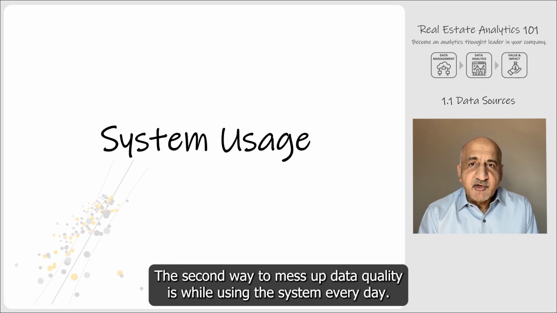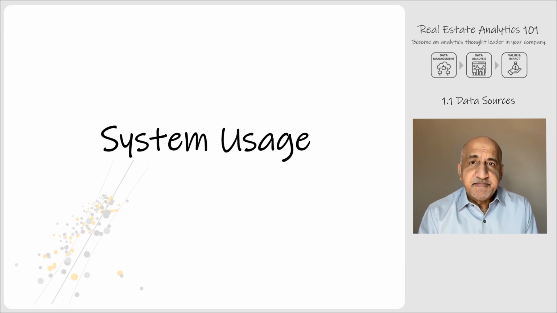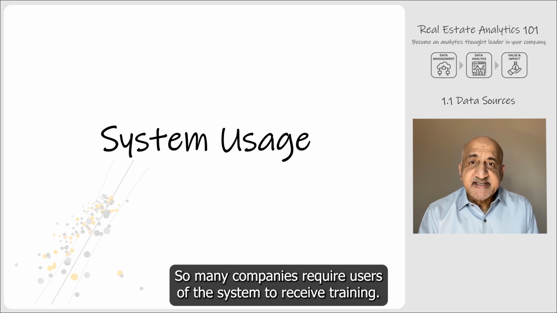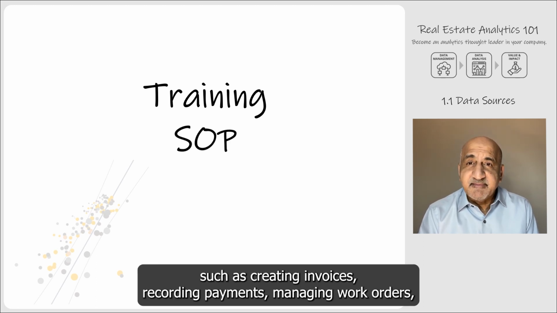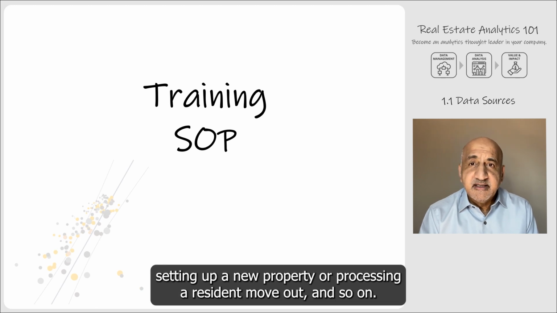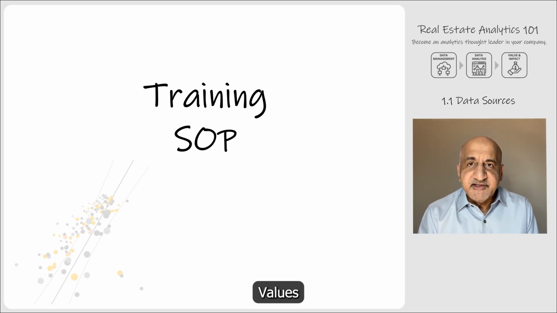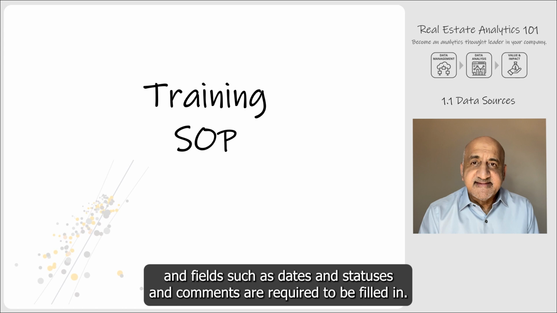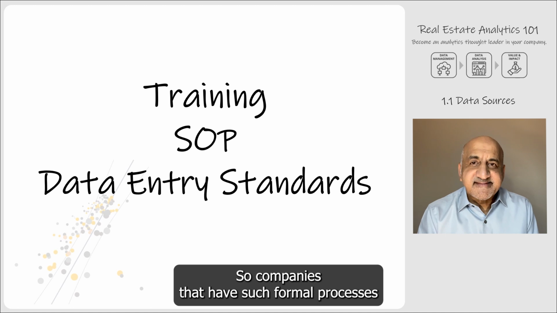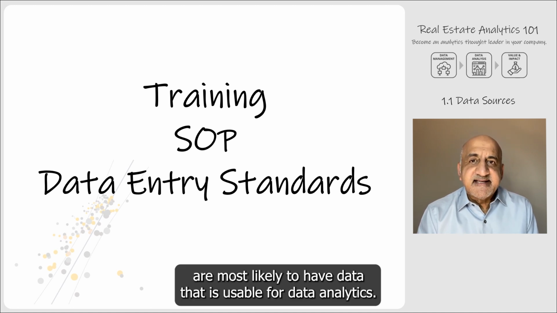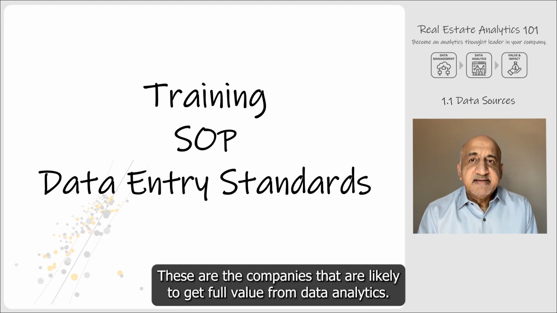The second way to mess up data quality is while using the system every day. So many companies require users of the system to receive training. Others don't. I've seen companies that have standard operating procedures written for things such as creating invoices, recording payments, managing work orders, setting up a new property, or processing a resident move-out, and so on. Fields have the needed pick list values, and fields such as dates and statuses and comments are required to be filled in. So companies that have such formal processes are most likely to have data that is usable for data analytics. These are the companies that are likely to get full value from data analytics.